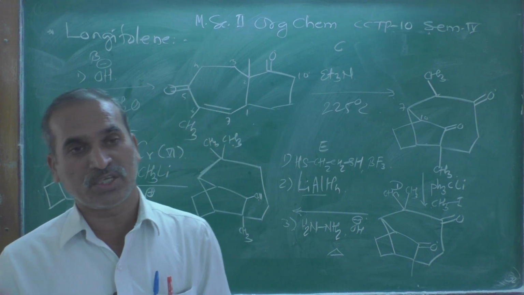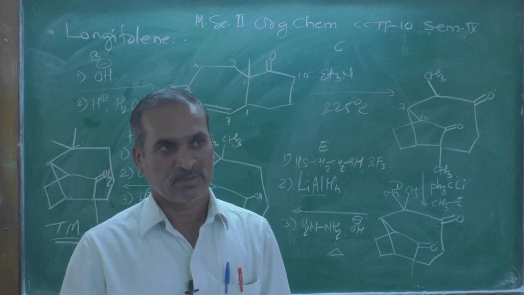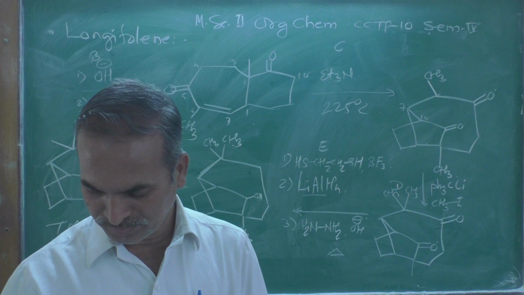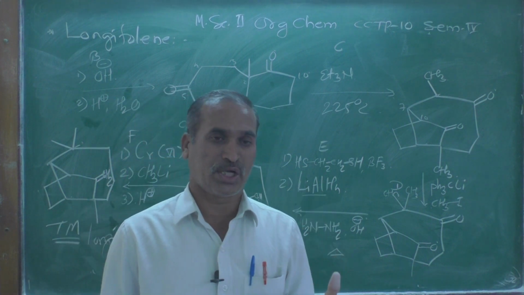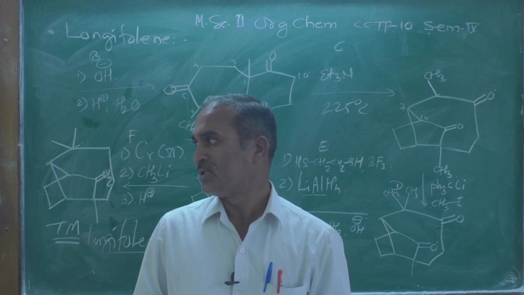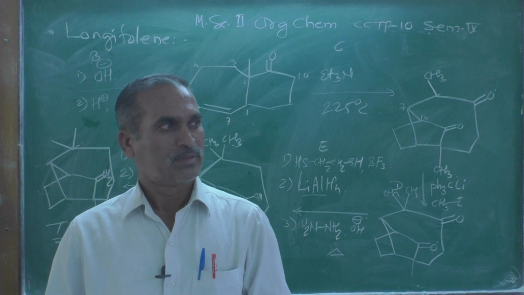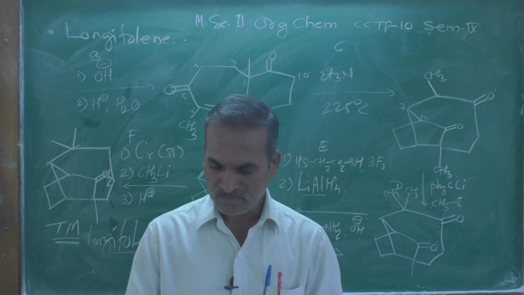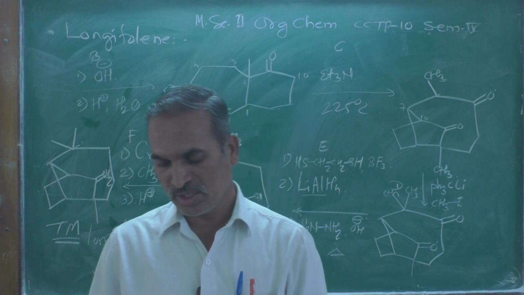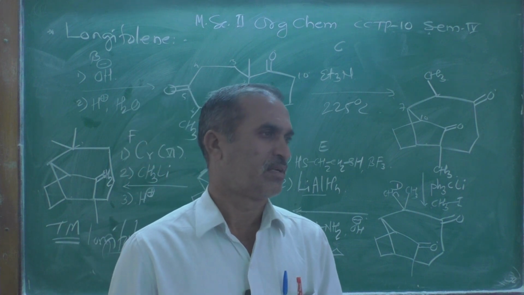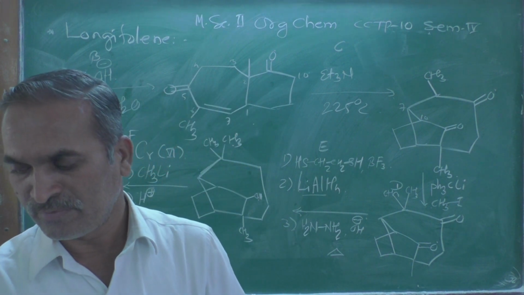The second scheme which we are going to take has the Wieland-Miescher ketone as the starting material, and that ketone can be obtained by a Robinson annulation, which is one of the key intermediates used for the synthesis of that Wieland-Miescher ketone. I think this is enough explanation regarding scheme number one.